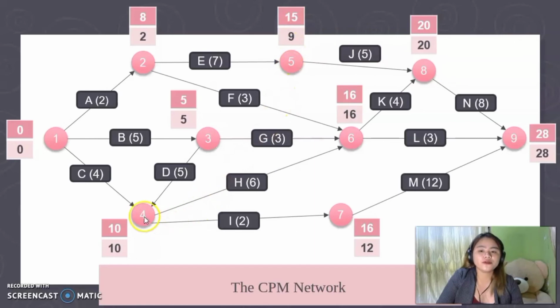Now move to our next node, 4. As you can see, there are 2 options, 6 to 4 and 7 to 4. Again, we're going to choose the minimum value. 16 minus 6 is equal to 10. 16 minus 2 is equal to 14. That's why we're going to choose 10. 10 is the minimum value. Now we'll move to 3. There are 2 options again. So we have to choose the minimum. 16 minus 3 is 13. 10 minus 5 is equal to 5. Therefore, we choose 5.